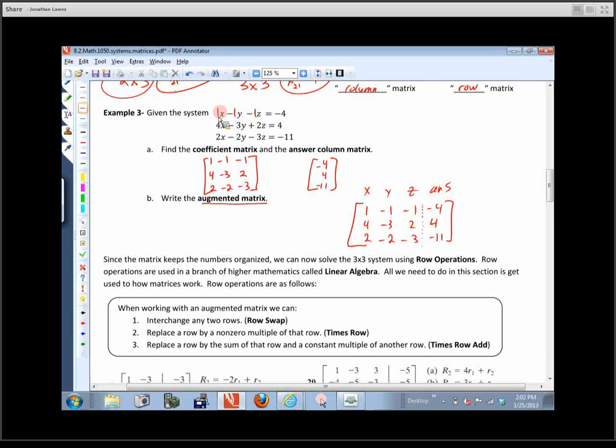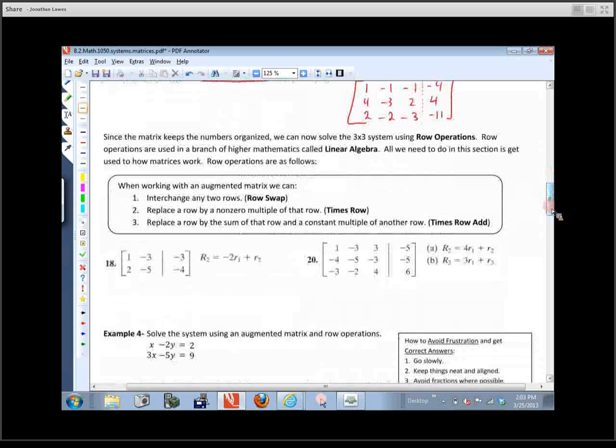So let's just check and make sure. Does the first column equal 1, 4, 2? Yeah. It does. We got it right. Okay? Does the third column equal -1, 2, -3? It does. Any questions? Okay. Can you see how this would be an organized way to keep track of this stuff without writing down x's, y's, and z's? X's are always here, y's are always here, z's are always here. Answers are always at the end. Any questions?